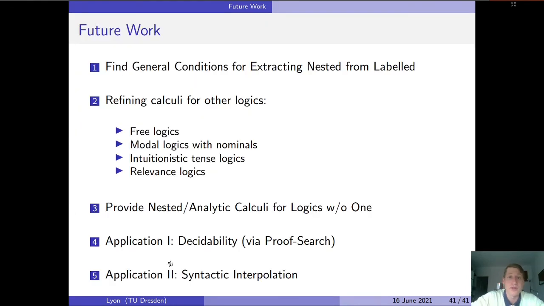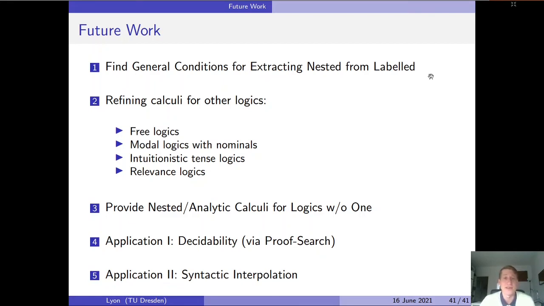All right, just a quick note on some future work. What I plan on looking at next is abstracting away from all of these different case studies that I've looked at for transforming labeled systems into nested systems, and to try to see if there are general conditions that, if a logic satisfies them, we can automatically generate a nested sequent system for the logic. This, I think, would be interesting to discover.